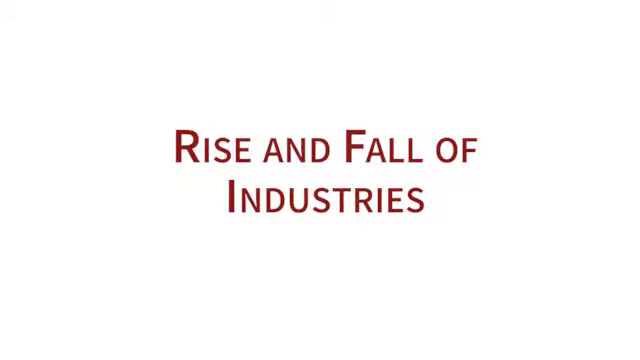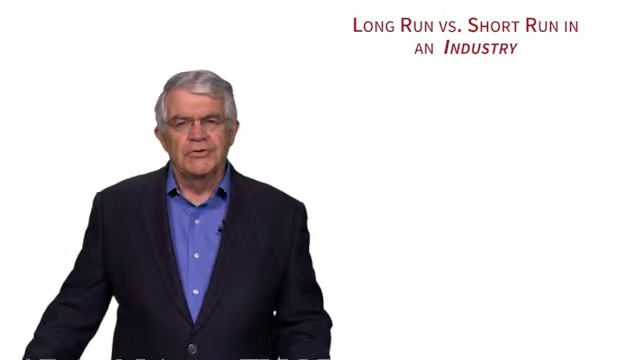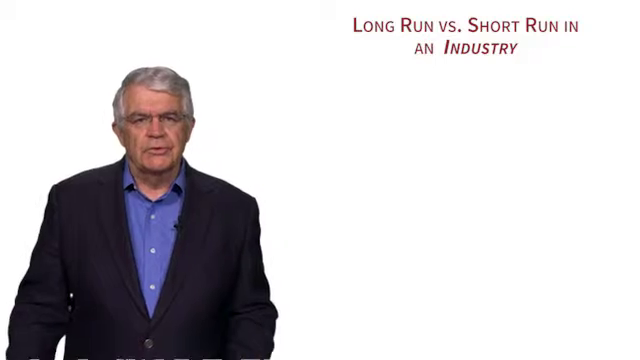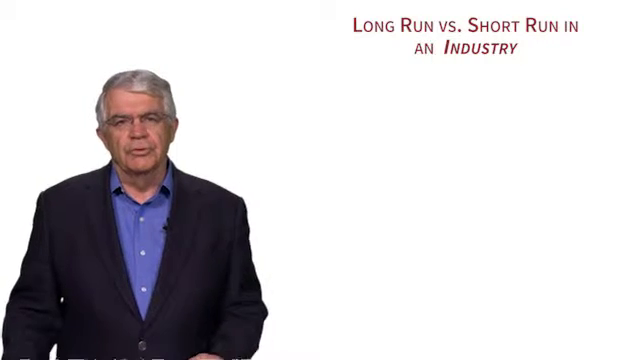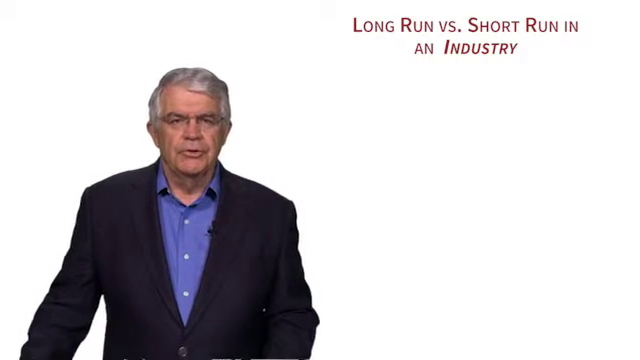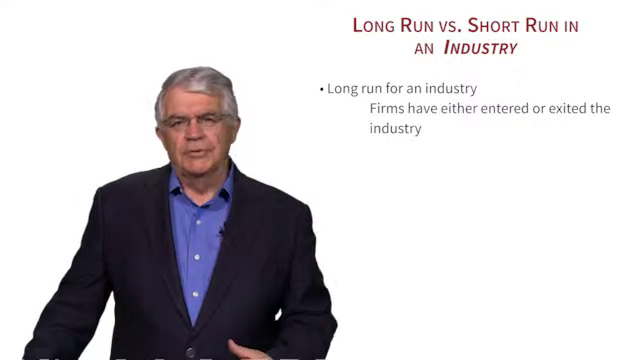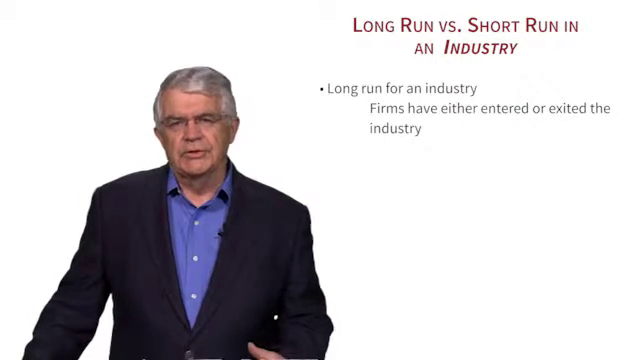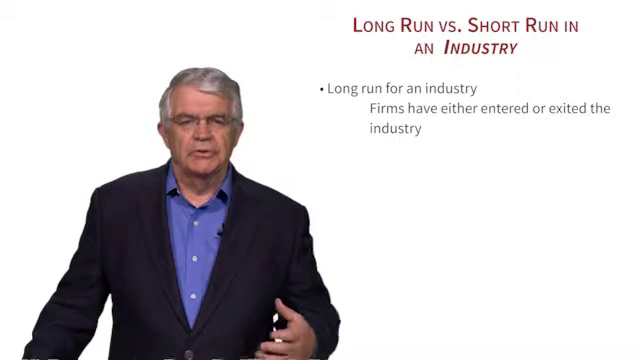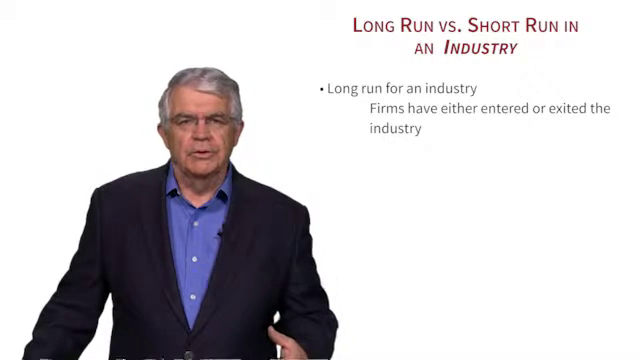In this lesson, we're going to consider what happens to whole industries over time as they expand and as they fall, called the rise and fall of industries. Not just individual firms in the industry, but all the firms in the industry. The concept we want to stress as we do this is the long run versus the short run in this industry. The long run for an industry is a situation where firms have either completely entered or exited the industry, and it's settled down to kind of a long run equilibrium.